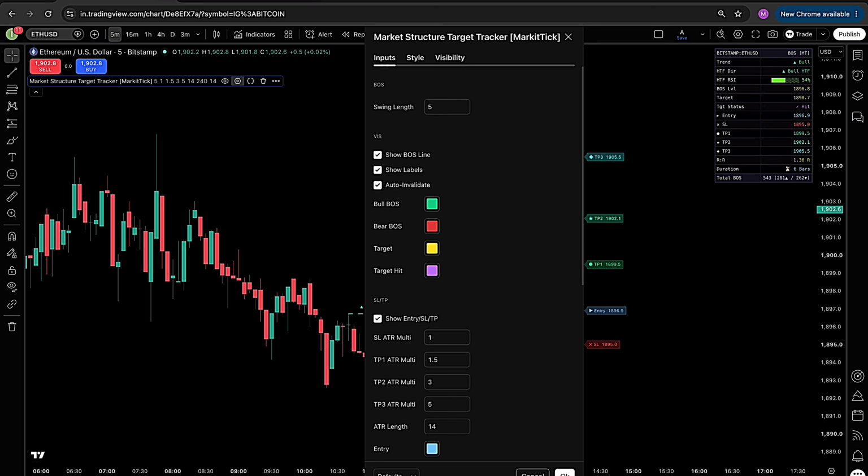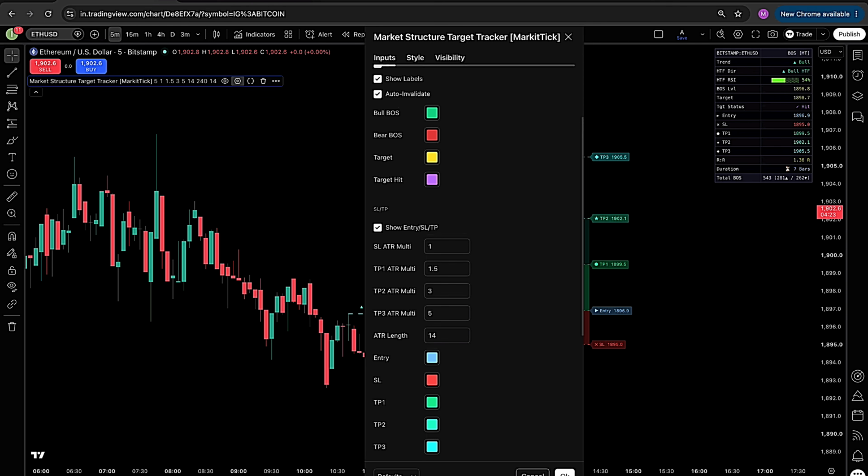Here is show BOS line, which means break of structure line. I will look at this. Whenever it gives a breakout, I will use it for that. After that, here is show levels. You need to keep this checked as well. Then, the third one is auto invalidate. You need to keep this checked too. We need to keep these three things checked.